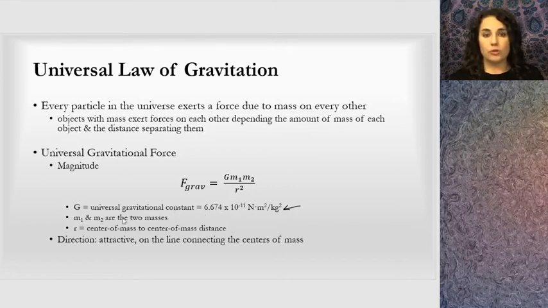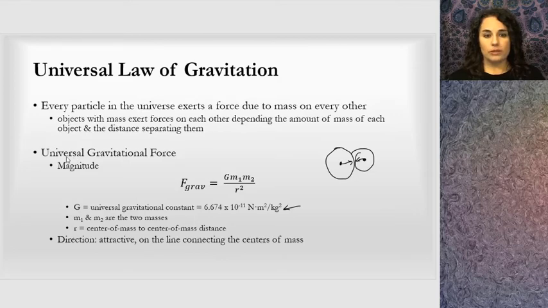m1 and m2 are the two masses being attracted towards each other. There must be two masses in order for this force to arise. And of course, r is the center of mass to center of mass distance. So even if you have two objects whose surfaces are touching, you can see that the center of mass to center of mass distance depends on the radii of both of those, because it's still separated by a distance.